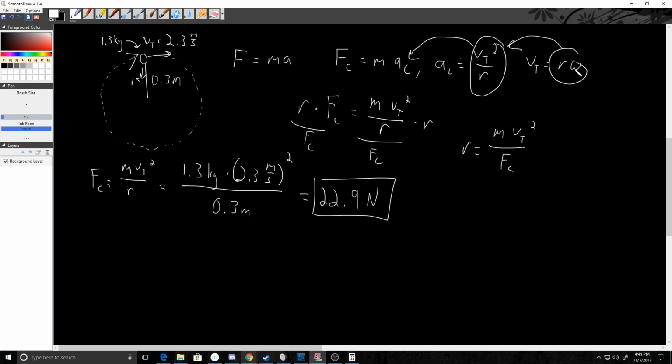Anyway, that's centripetal acceleration and centripetal force. If we have a velocity, that has to be caused by an acceleration. We have an acceleration that needs to be caused by a force, and this brings us full circle, if you will. Pun intended. So with that, good luck with the practice.